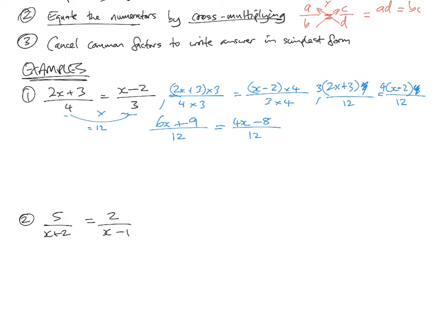Now we can equate the numerators by cross multiplying. So the bottom times by the top of the other side, bottom times by the top of the other side. So that is going to be 12 lots of 6x plus 9 is equal to, so you're getting rid of the fractions by doing this cross multiplication, and 12 times by 4x take 8. Okay.